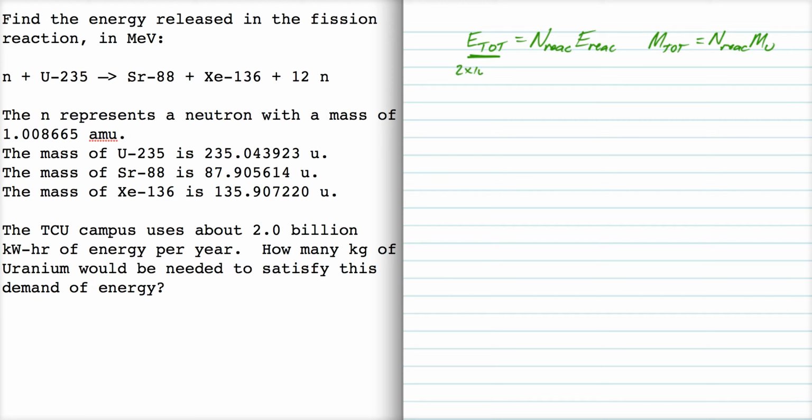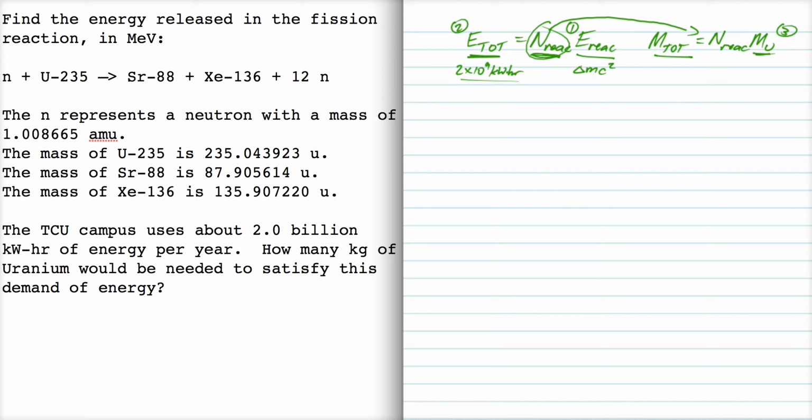Okay? Now, we're given the total energy of 2.0 billion kilowatt hours, right? 2 times 10 to the 9th kilowatt hours. And we can find the energy of reaction with delta MC squared, right? So our first step is going to be finding the energy of a reaction. And then our second step is going to be setting that equal to this so we can find the number of reactions. And then we're going to take that n and plunk it in over here and combine it with the mass of uranium in step 3, and that's going to give us the total mass. Okay? So that's the sort of the roadmap of the problem.